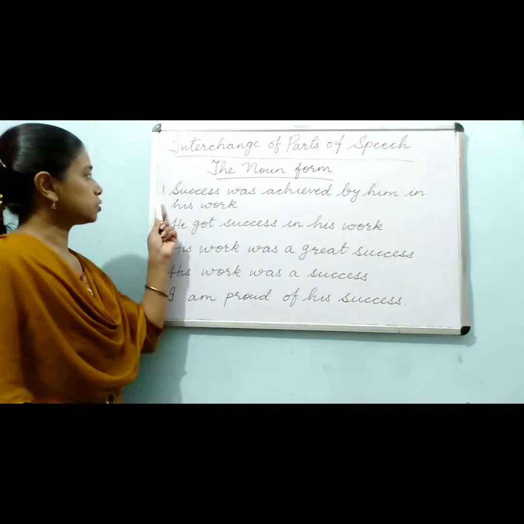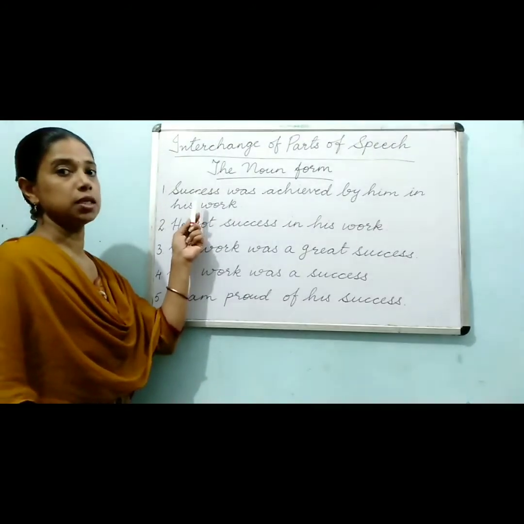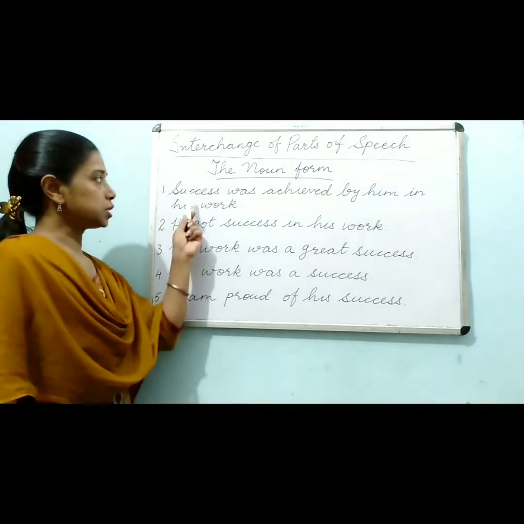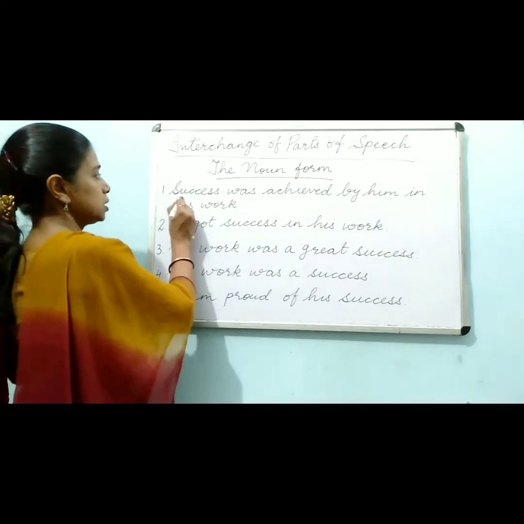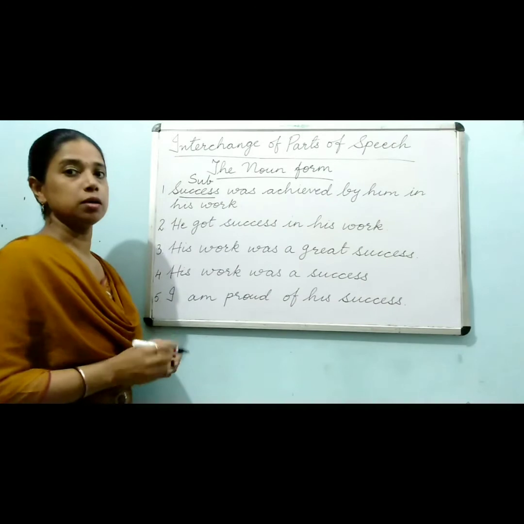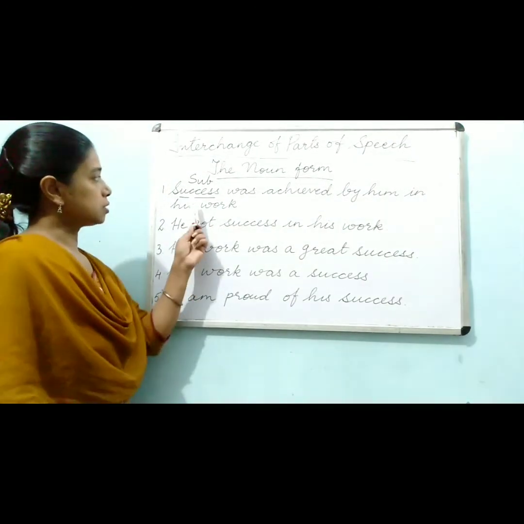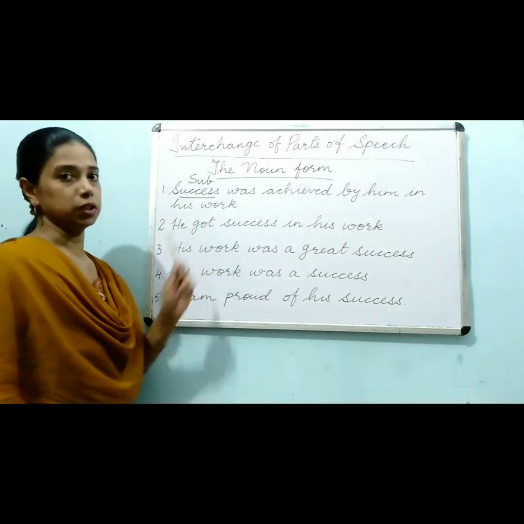Now in the first sentence you can see that I have used success in place of the subject. So here the first point is that you can use a noun form in place of the subject and form your sentence. So here the sentence is: success was achieved by him in his work.